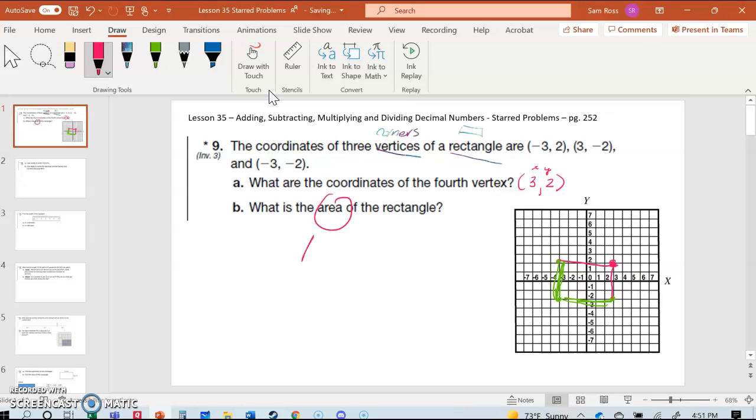What is the area? So I know that the area of a rectangle is length times width. So I have 1, 2, 3, 4, 5, 6. So this is 6. 1, 2, 3, 4. This is 4. So 6 times 4 gives me 24 for my area.